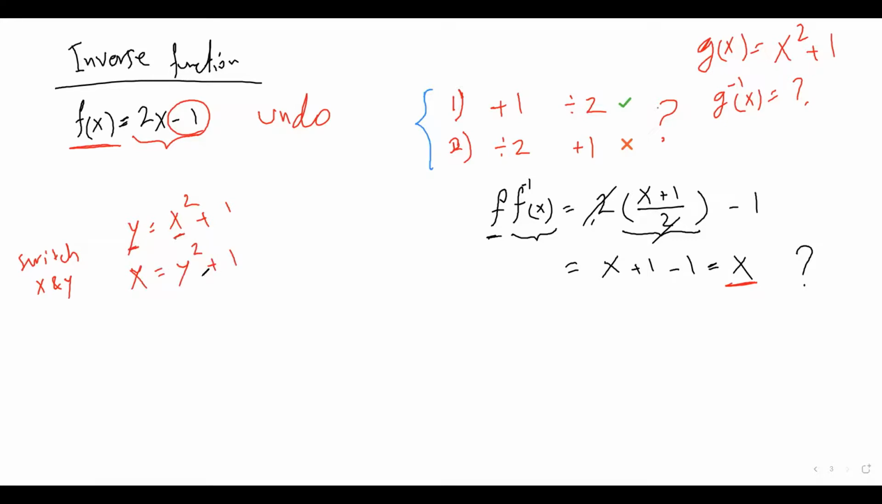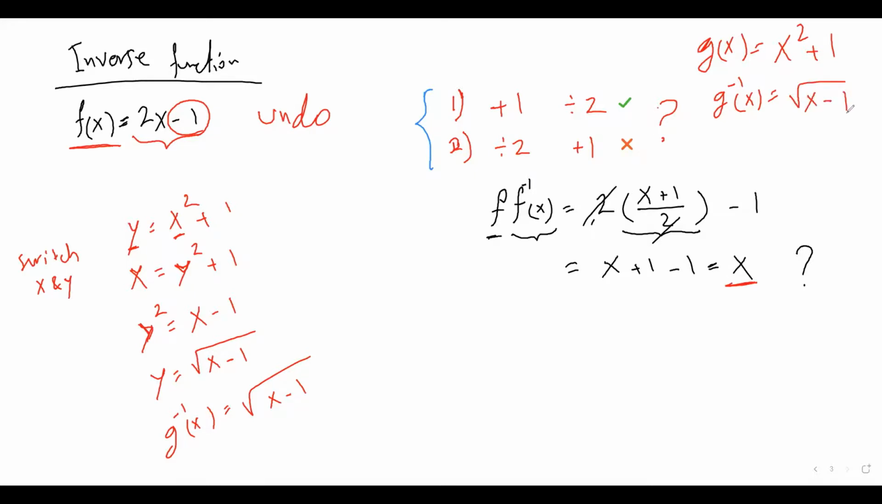Just switch them, and then now I have to make y the subject of the equation, which y squared would be equal to x minus 1, and then y equals square root of x minus 1, right? And the last thing is the notation, don't forget that, is square root of x minus 1. So the answer here is square root of x minus 1.